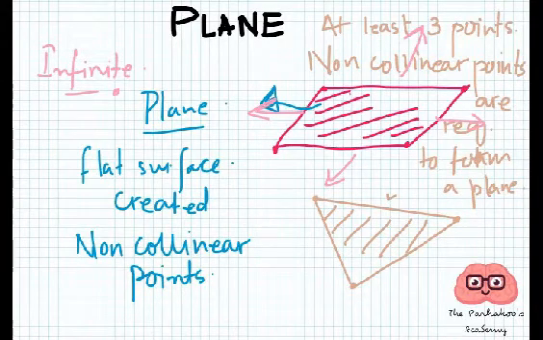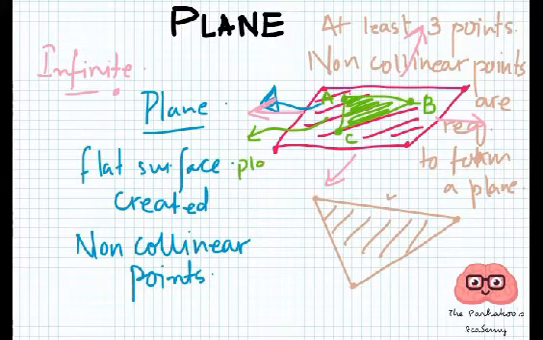Now let's assume that it's an infinite plane, and let's say we have a point on this plane named A, another point B, and another point C, and this is a part of a plane, this ABC. So you can say this is the plane ABC, or you can name it by any small letter, like plane N.